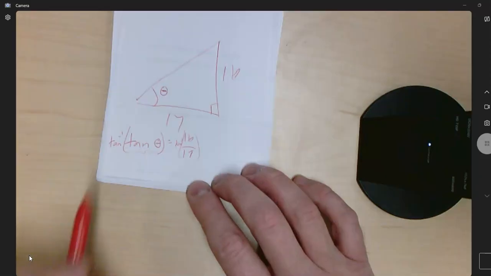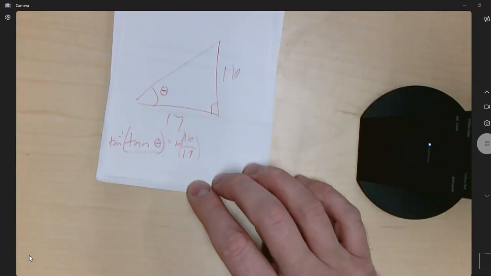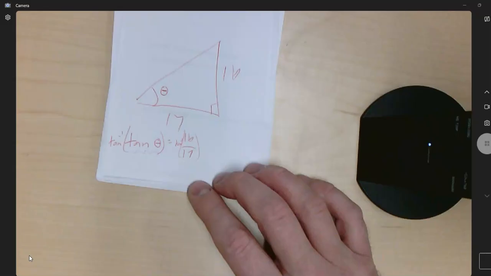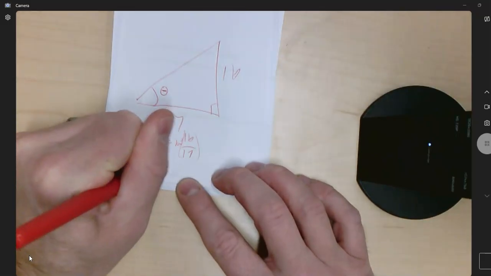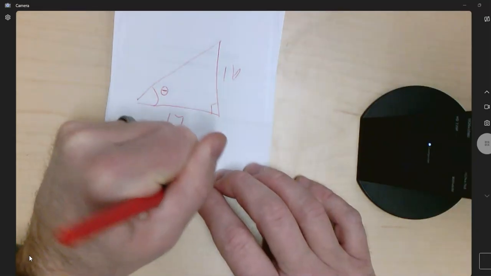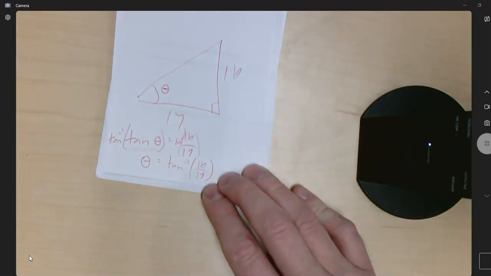So now the inverse tangent of a tangent, those undo each other. Just like a squared and a square root. Just like an e to the power of natural log. Inverse operations cancel each other. And I'm left with theta equals the inverse tangent of 16 over 17.